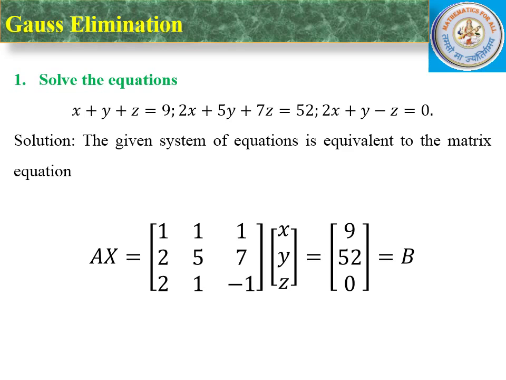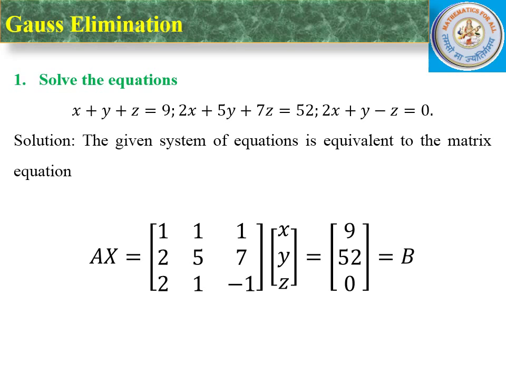The column matrix x, y, z is denoted by capital X, and the column matrix 9, 52, 0, the constants given on the right hand side of each equation, is represented by B. In this way, first we define the whole system of equations in the form of a matrix.